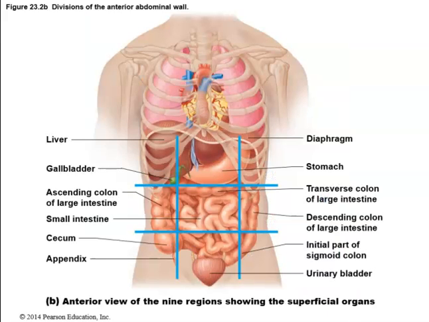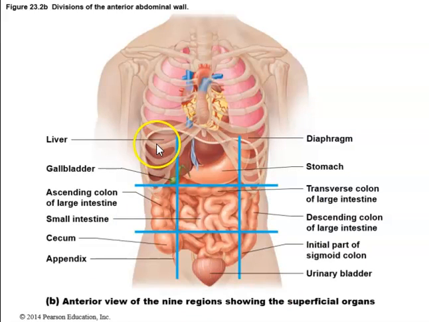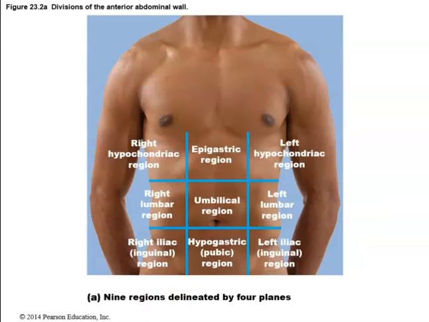So this next picture shows you the different organs that are located in the different regions within the abdomen. We can see, for example, in this upper region right here, which is called the right hypochondriac region. The right hypochondriac region contains the majority of the right lobe of the liver and part of the gallbladder. So the regions that you need to know include the right hypochondriac region.